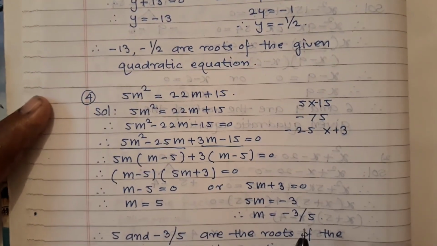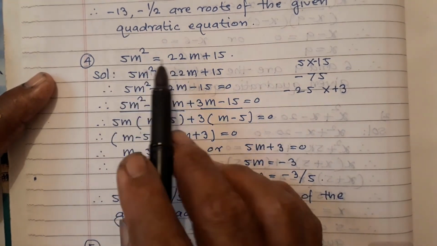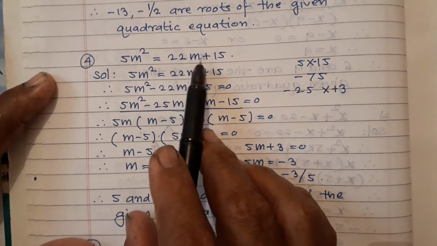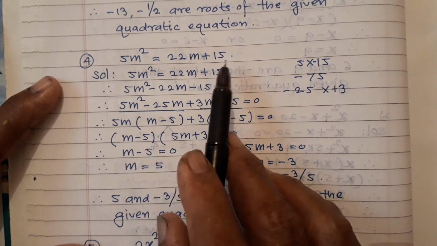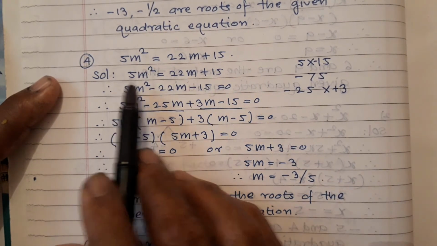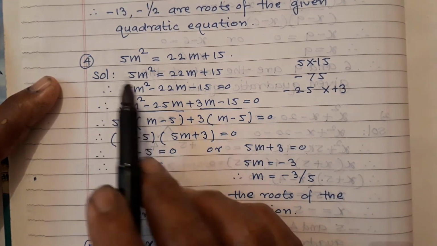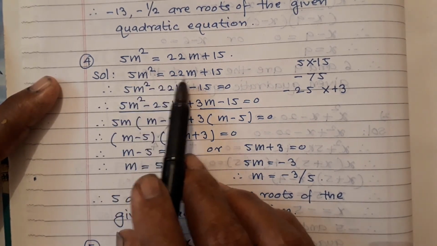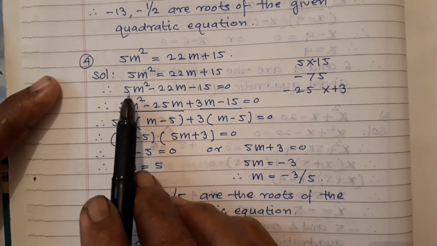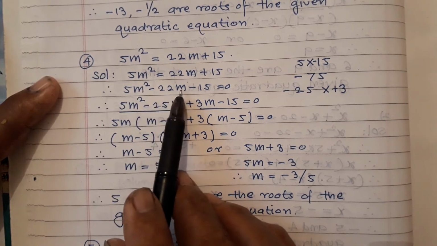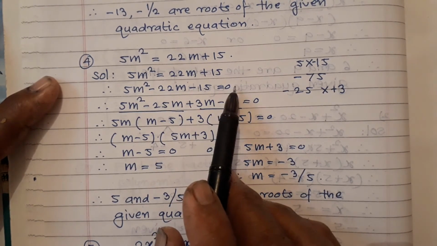Example number 4: 5m square is equal to 22m plus 15. So first you write down your equation in standard form. So solution: 5m square is equal to 22m plus 15, and therefore 5m square minus 22m minus 15 is equal to 0.